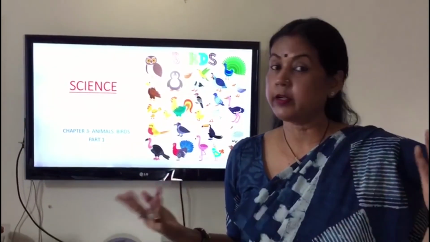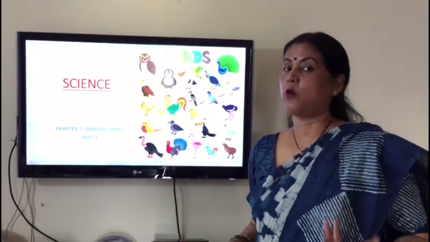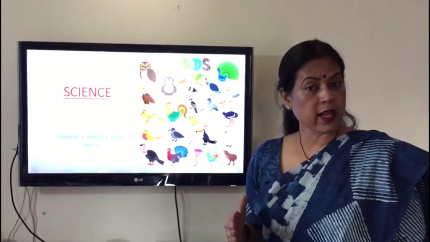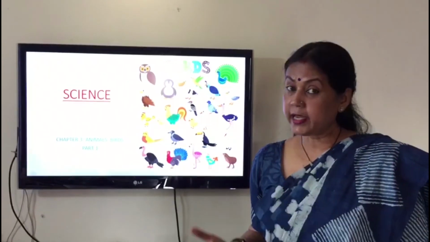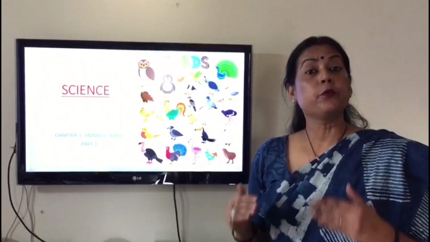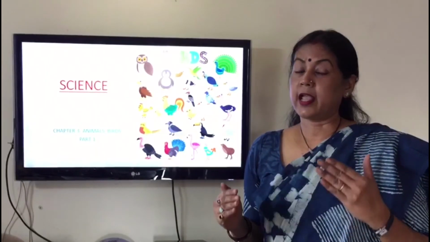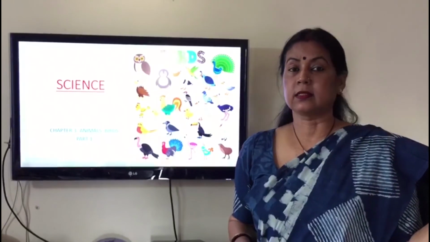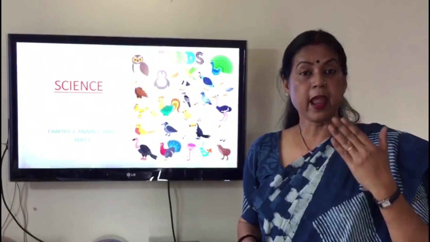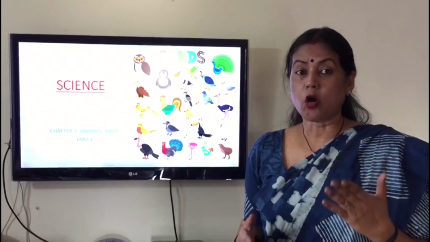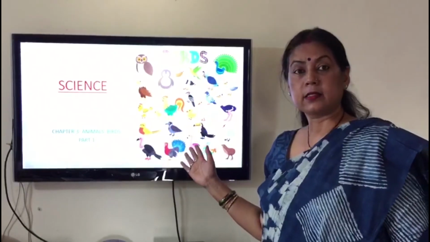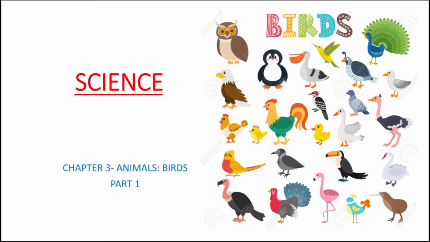Children, we have different types of birds all around us. And we will study about the different types of birds, the types of beaks they have, and types of feet they have. There are so many birds and so many types of beaks, and they have different types of feet according to the place where they live. Now let us start. Science chapter 3, Animals. We will study about birds today.